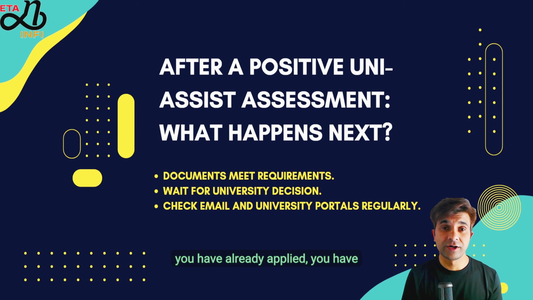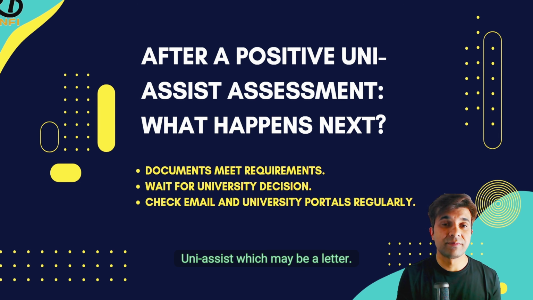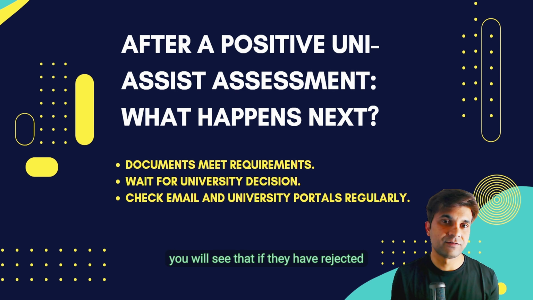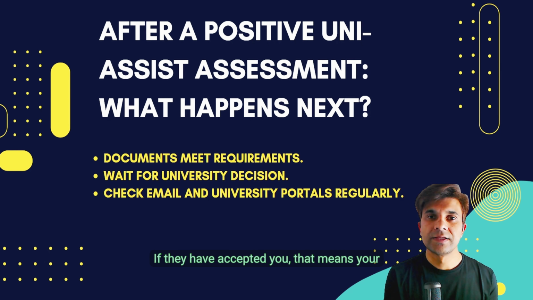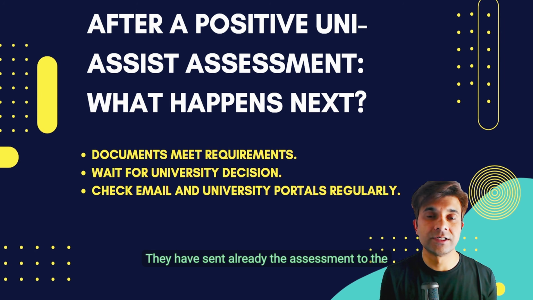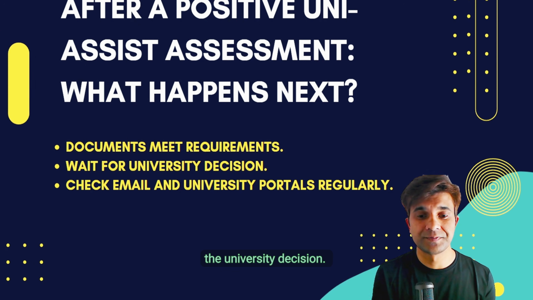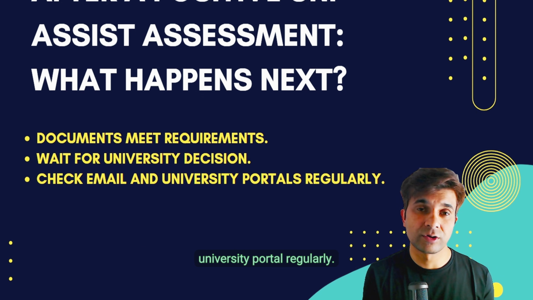Now, if you have already applied and received a positive response from Uni-Assist, which may be a letter, you can go to your account and check there. You will see whether they have rejected you or accepted you. If they have accepted you, that means your documents meet the requirements. They have already sent the assessment to the university, and now you have to wait for the university's decision. For this, you have to remember to check your emails and university portal regularly.